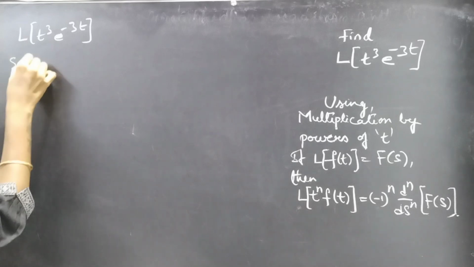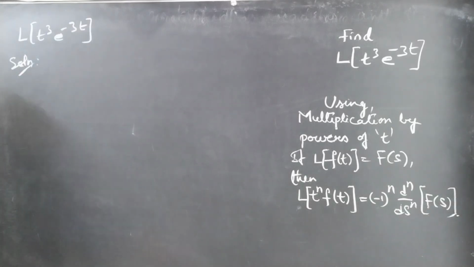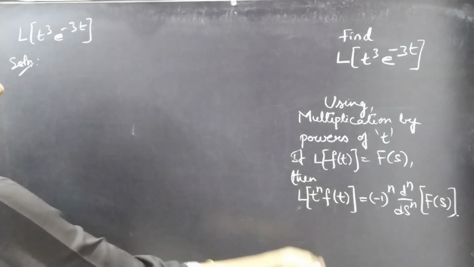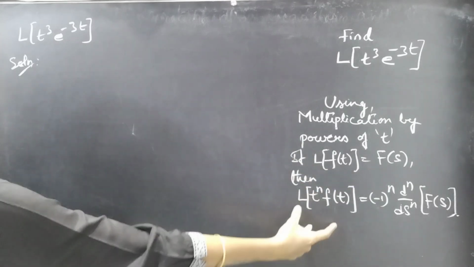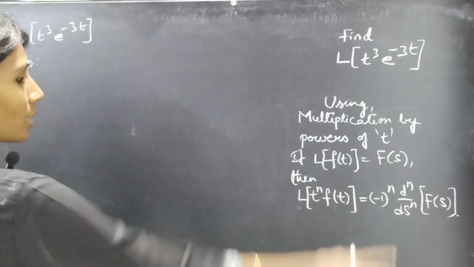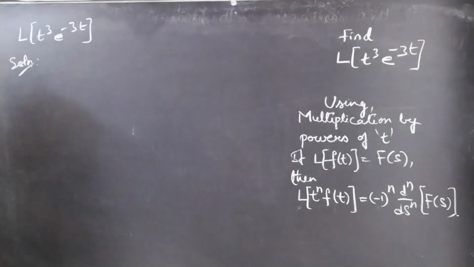Just compare L of t cube e power minus 3t with L of t power n f of t. See, multiplication by powers of t says that if L of f of t equals F of s, then L of t power n f of t equals minus 1 power n into d power n by ds power n of F of s.